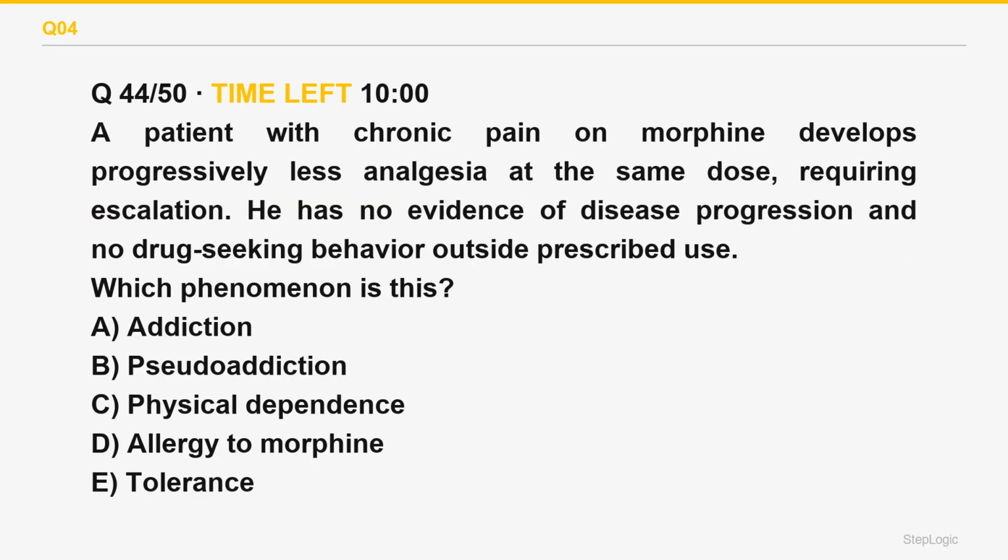Which phenomenon is this? A patient with chronic pain on morphine develops progressively less analgesia at the same dose, requiring escalation. He has no evidence of disease progression and no drug-seeking behavior outside prescribed use.